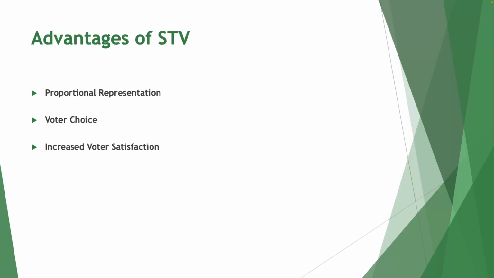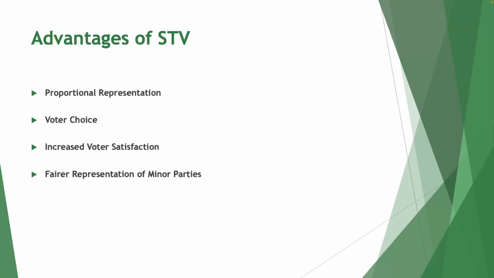It leads, in addition to this, to an increase in voter satisfaction. Because voters are able to rank candidates in order of their preference, they are more likely to have their votes transferred to a candidate that they like. This, in turn, leads to higher satisfaction within the electorate and with the election outcome. Voters don't feel disenfranchised, unlike under first past the post, where votes for losing candidates don't count towards anything.